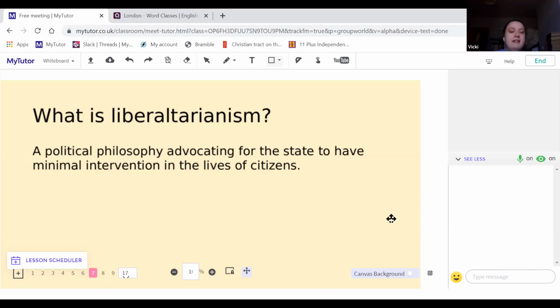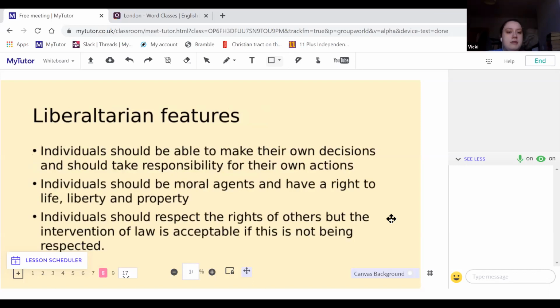So yeah, feeling that there should be less control from the government, the ruling authorities, the monarchy, that sort of thing. So it is the idea that we need to make our own decisions, that we should be responsible, that we are moral agents. So this is sort of going on to philosophy a little bit.